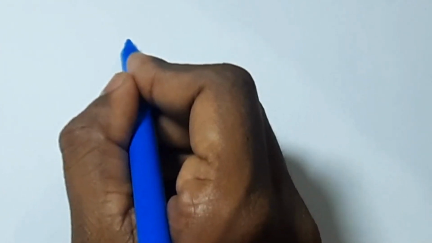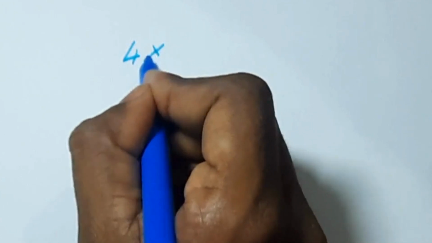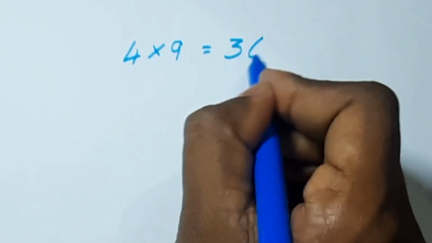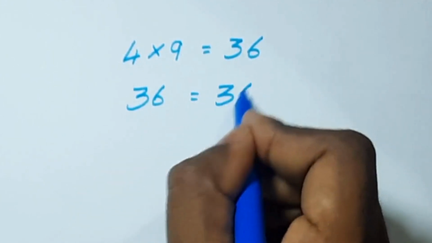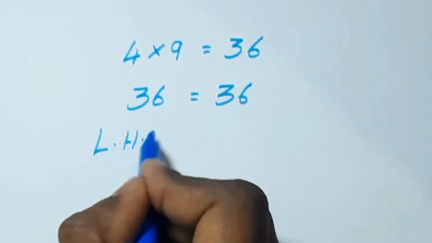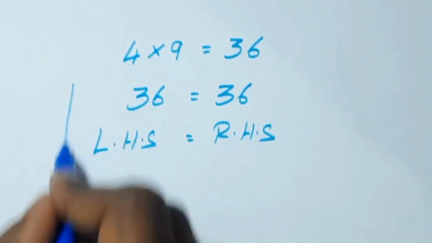Now 2^2 is 4, times 9 equals 36. Now 36 equals 36. Hence it is true. LHS equals RHS. Thus verified.